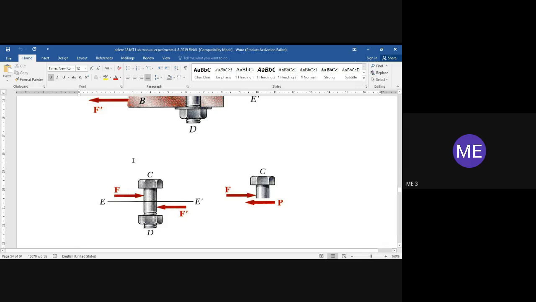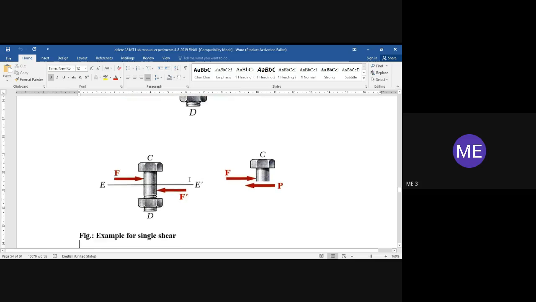So the schematic diagram is shown here. The two opposite forces are acting here, and finally the bolt is sheared off. This is a single shear, where only one cross-section area resists the external loading. Then it is referred to as single shear.